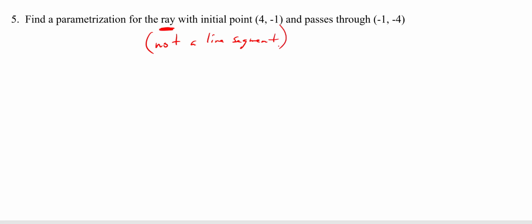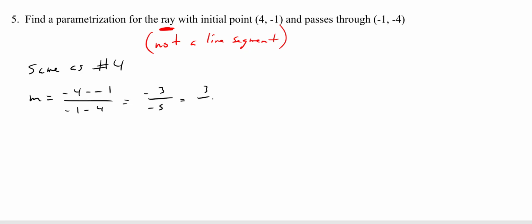But we're going to do the same work because we really need a point and a slope. We need an equation. So we're going to do the same as number 4. So we're going to do slope. So m is equal to 4 minus -1 over -1 minus 4. So 4 plus 1 is 5, and that's -5. So my slope is -1. Okay, cool. And then we're going to just use the first point here: y plus 1 is equal to -1 times x minus 4.